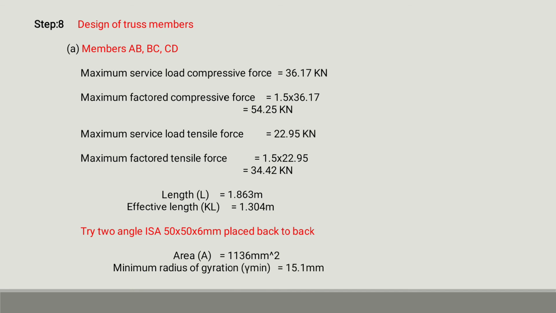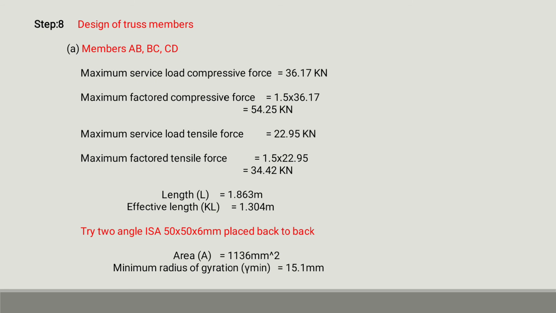As well as the same for the maximum service load tensile force. The tensile force is 22.95, multiplied by the load factor 1.5. The length is equal to 1.863 meter. So the effective length KL is equal to 1.8304 meter. So try two angles ISA 50 into 50 into 6 mm.